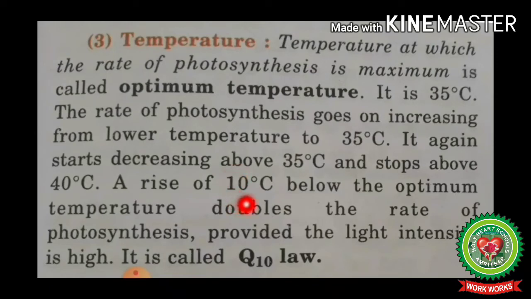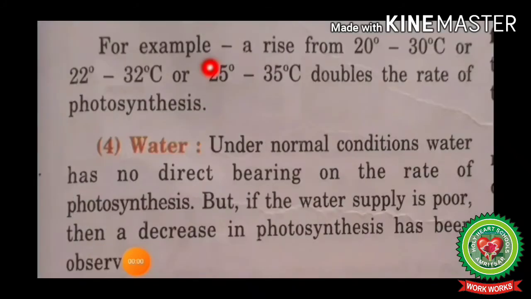A rise of 10 degrees Celsius below the optimum temperature doubles the rate of photosynthesis, provided the light intensity is high, and it is called Q10 law. Question is, what is Q10 law? Q10 law is the rise of 10 degrees Celsius below the optimum temperature doubles the rate of photosynthesis, provided the light intensity is high. For example, a rise from 20 degrees Celsius to 30 degrees Celsius or 22 degrees Celsius to 32 degrees Celsius or 25 degrees Celsius to 35 degrees Celsius doubles the rate of photosynthesis.